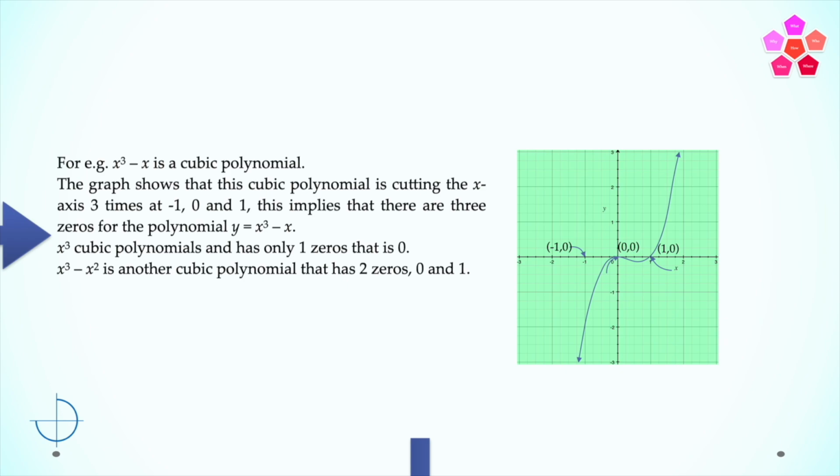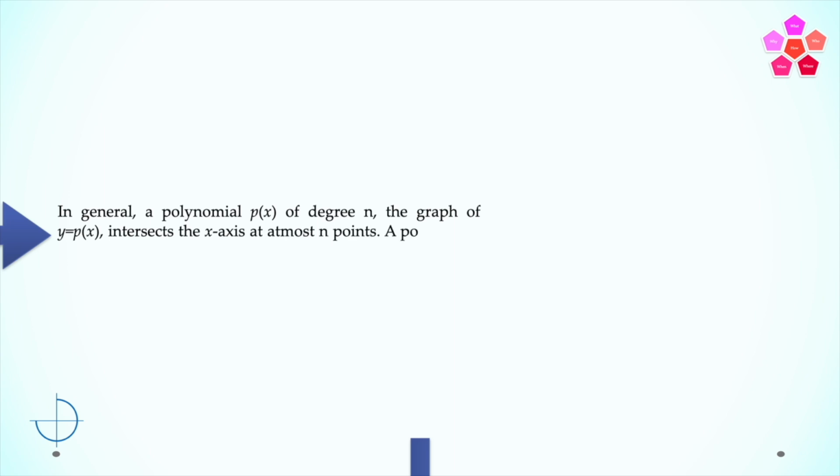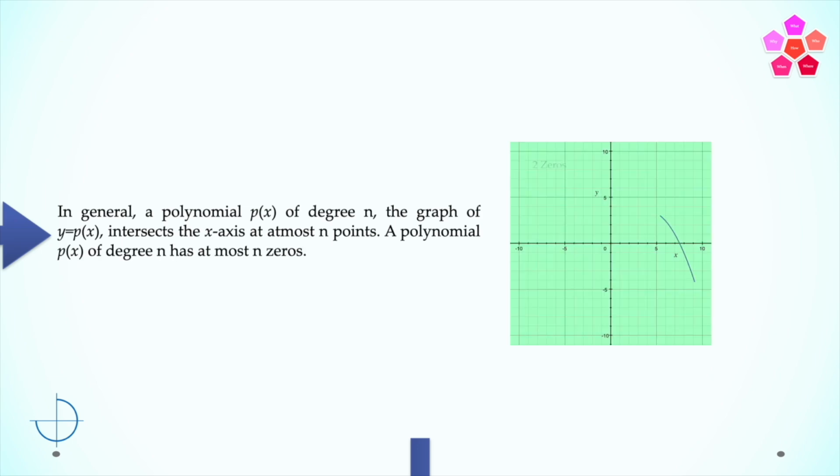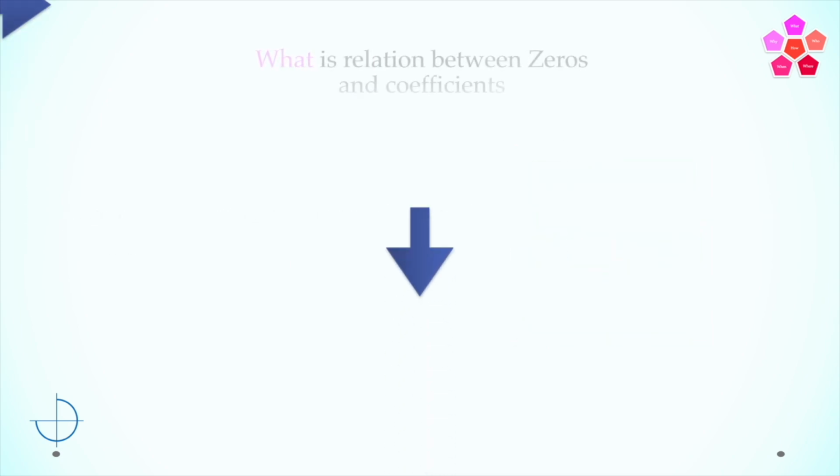If we plot these cubic polynomials on the graph, we see the difference. In general, for a polynomial p of x of degree n, the graph of y equals p of x intersects the x-axis at most n points. A polynomial p of x of degree n has at most n zeros. An example can be given with a graph. Let's take a deep dive where we look into the relationship of zeros and coefficients.